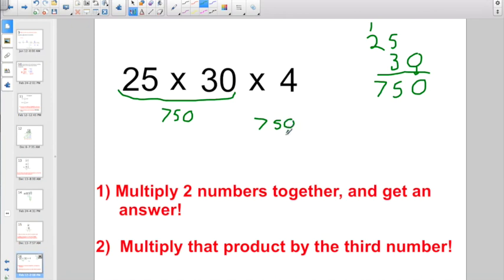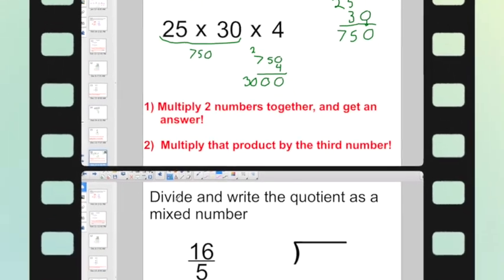750 times 4. Get ready to multiply. 4 times 0 is 0. 4 times 5 is 20, so I'm going to write down my 0, and I'm going to carry my 2. And 4 times 7 is 28, plus 2 more, that's 30. So I got a grand total of 3,000.